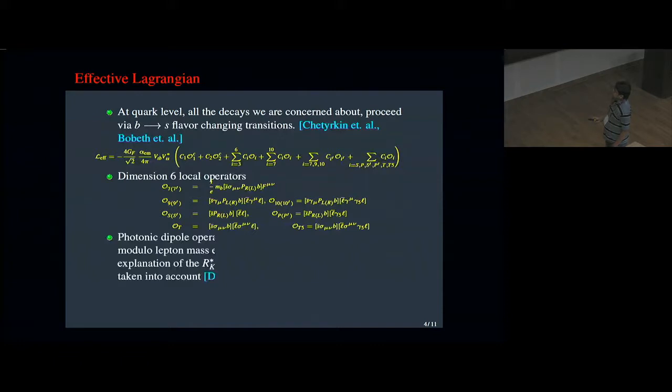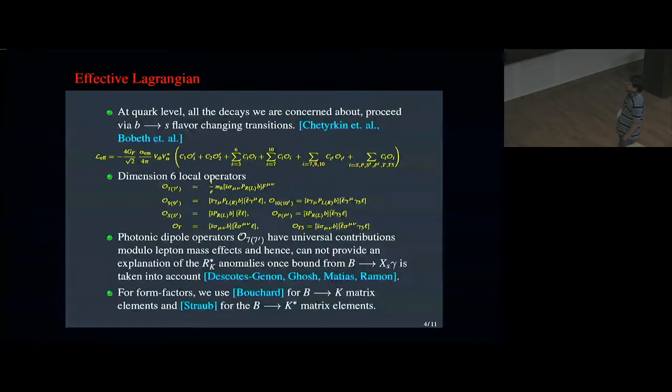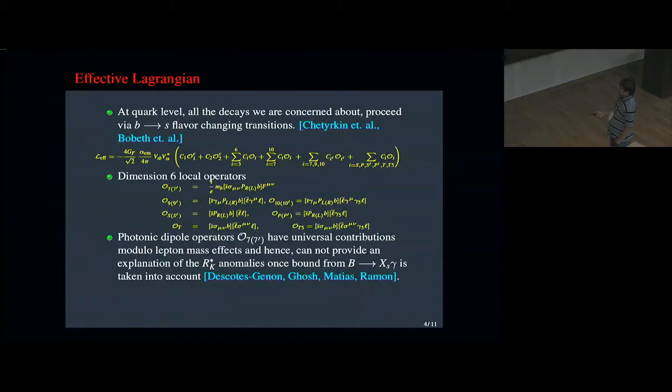The first operator is a photonic dipole operator, which has a universal contribution, modulo the lepton mass effects. Hence, it cannot explain the RK star anomalies, and it also has another constraint from B to Xs gamma. To calculate the branching fractions and other things, we need form factors, and these are taken from these two collaborations.